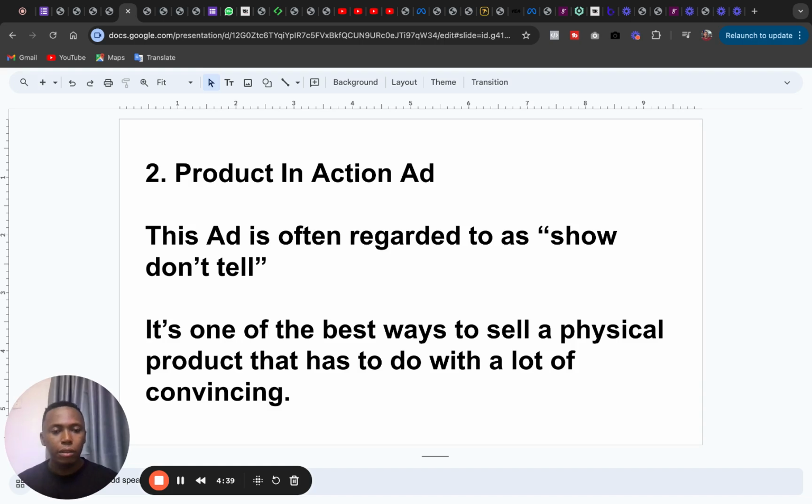If you sell sneakers that are durable, so that even if I step on a nail, it won't pierce through, take those sneakers, go and step on a nail and show us, right? If you sell a wristwatch and it is water resistant, waterproof, whatever it is, don't just tell us it is waterproof. Bring a bowl of water or a cup of water, drop the wristwatch inside it and show us that it is still working.